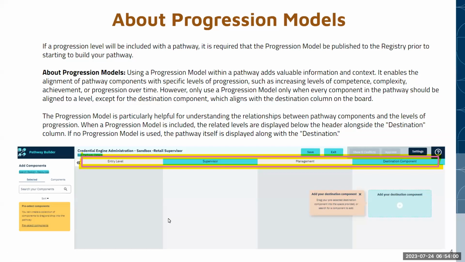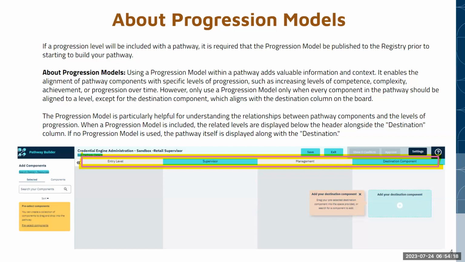If a progression model will be included with a pathway, it is required that it be published to the Credential Registry prior to starting to build your pathway. Using a progression model within a pathway adds valuable information and context.